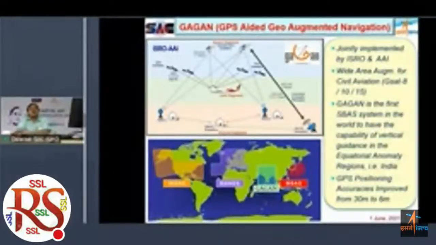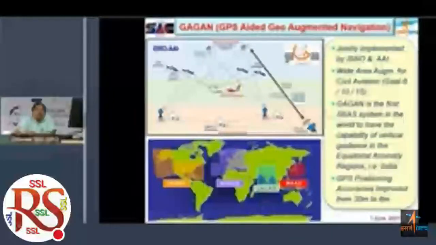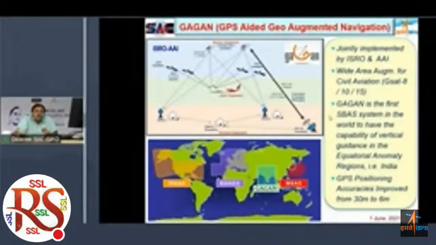This is called a satellite-based augmentation system. So this is again one form of navigation system. We are augmenting GPS accuracies and its integrity in such a way that this can be utilized by pilots for landing and takeoff.